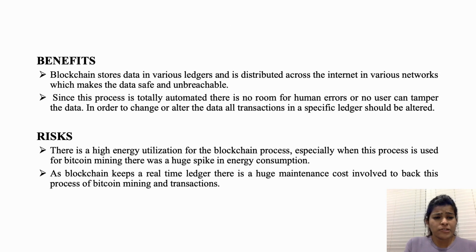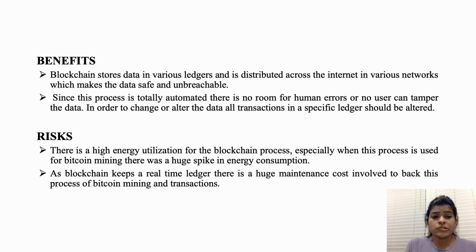So let's talk about some benefits and risks that it has. Blockchain is totally automated. Humans cannot make any kind of error there, and they cannot tamper with the data. Here the data is very safe. No one can alter or manipulate the data. In case someone wants to alter the data, they have to go into a specific ledger, and it's a very long process. All the data is very confidential and private. That's one of the biggest benefits here.